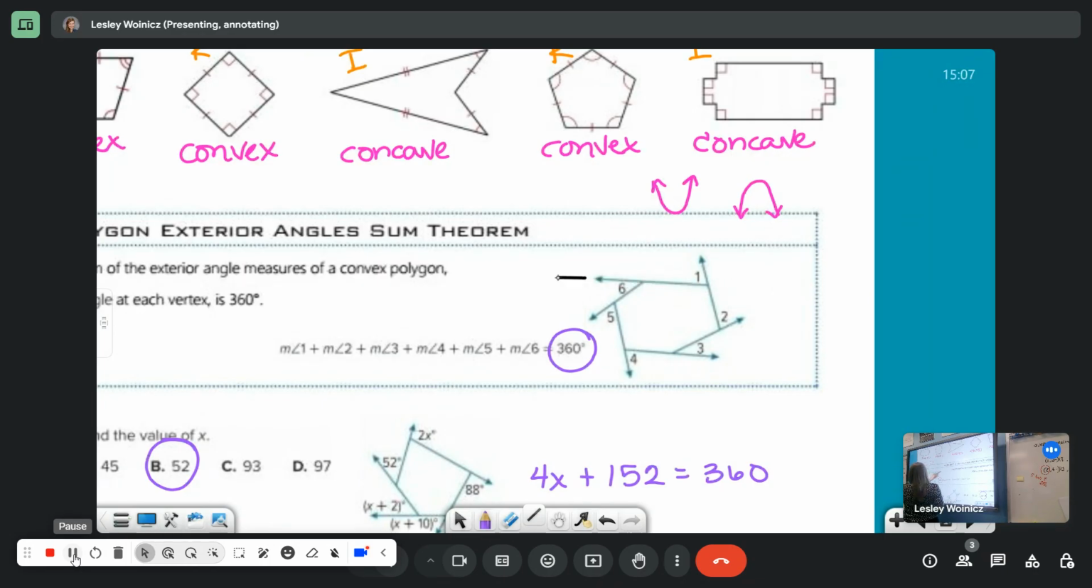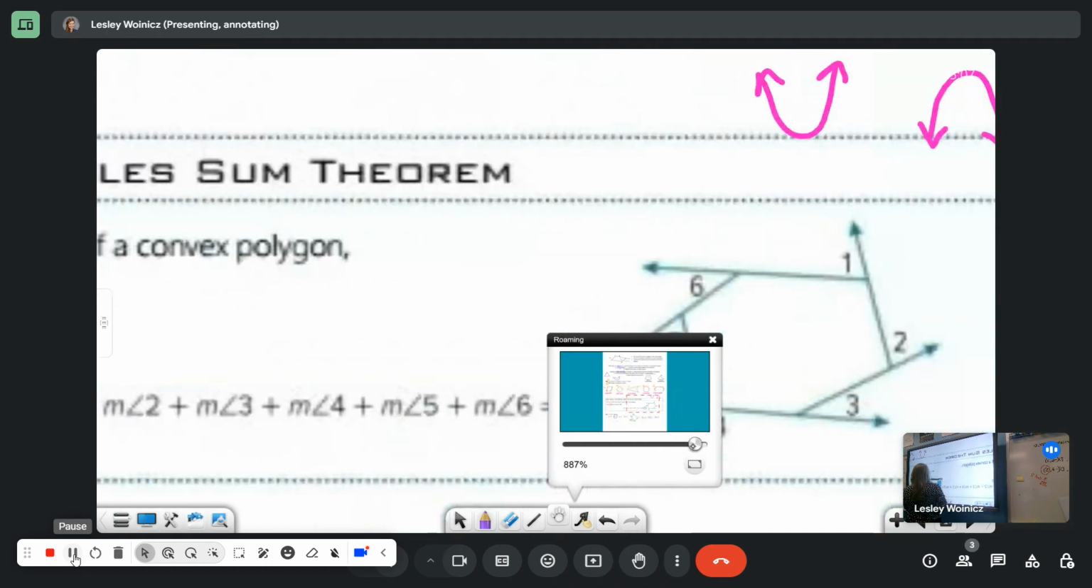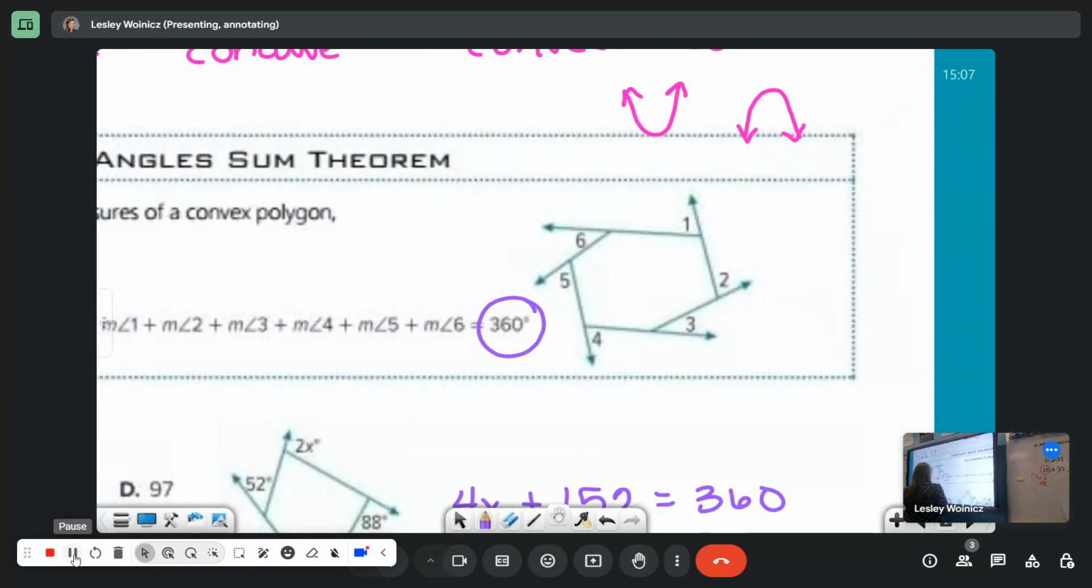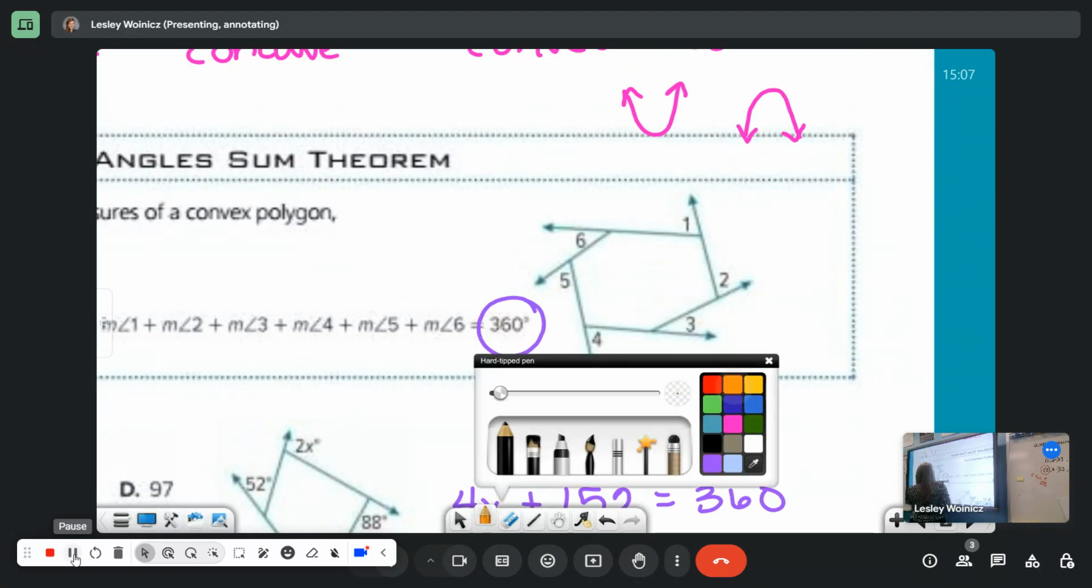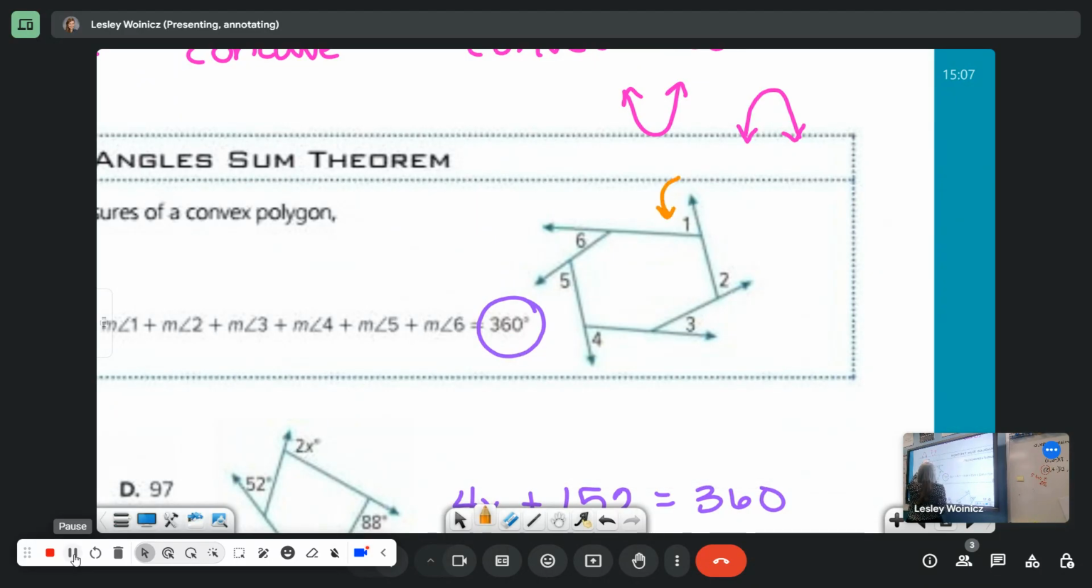Oh, no, you don't even have to do that. Okay, sorry, scratch that. Let's just zoom in on this. Okay, so here is my exterior angle. And then on the inside, I'm going to have a corresponding interior angle. What do you notice about the relationship between those two angles?